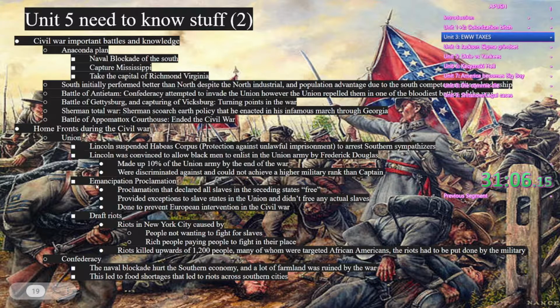The Emancipation Proclamation: basically, Lincoln issued his proclamation declaring that all slaves in the seceding states were free. Now, it's important to know that this actually did not free any slaves, and Lincoln mainly issued this to prevent European intervention in the Civil War, for optics reasons.